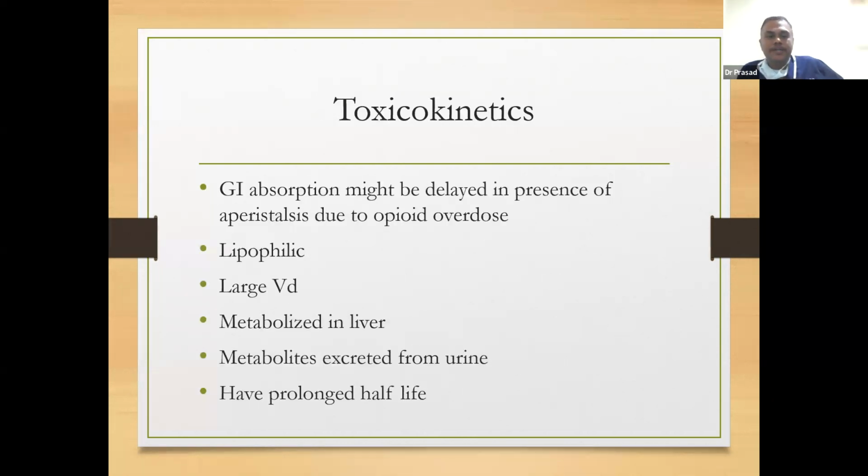What are the kinetics? GI absorption might be delayed in the presence of aperistalsis due to opioid overdose. Again, in opioid overdose you have reduced GIT motility, so we have very delayed drug absorption. The drug is lipophilic, therefore has a large volume of distribution, and is metabolized in the liver. Metabolites are also excreted in urine and have a prolonged half-life.